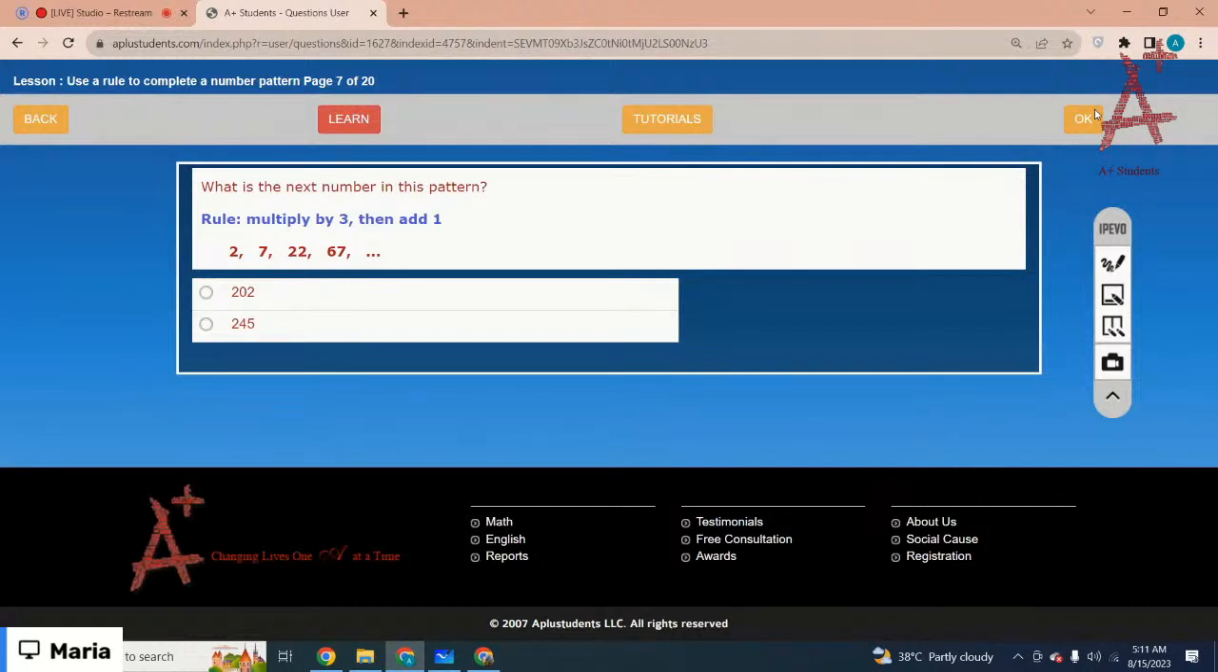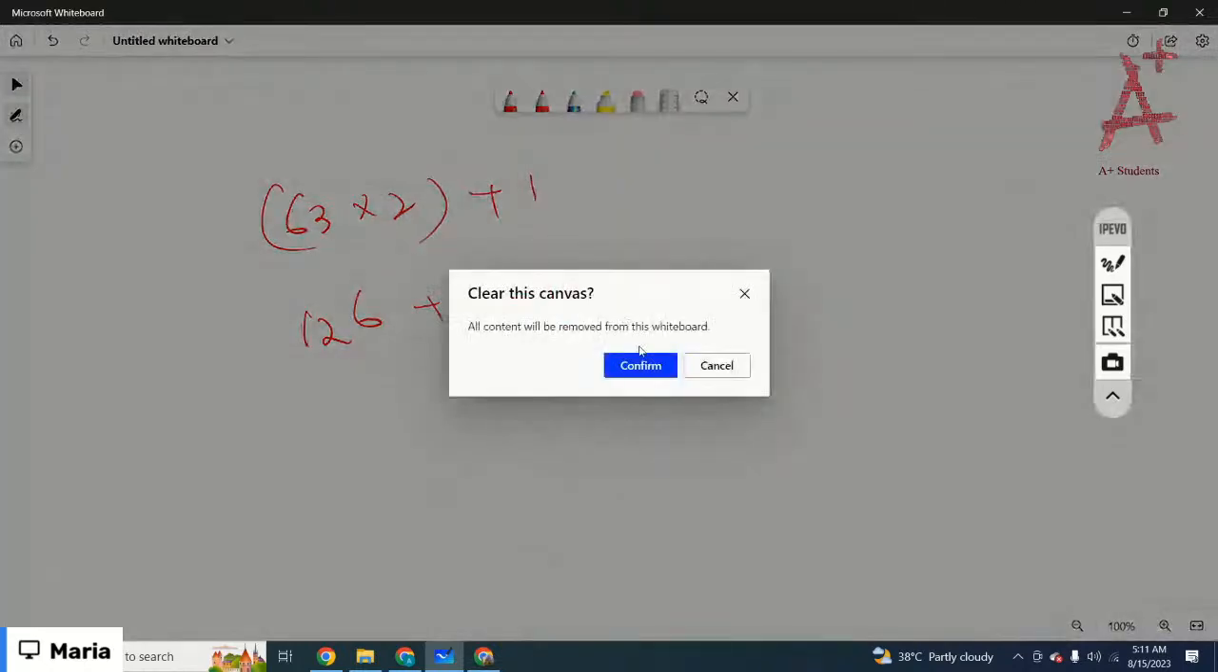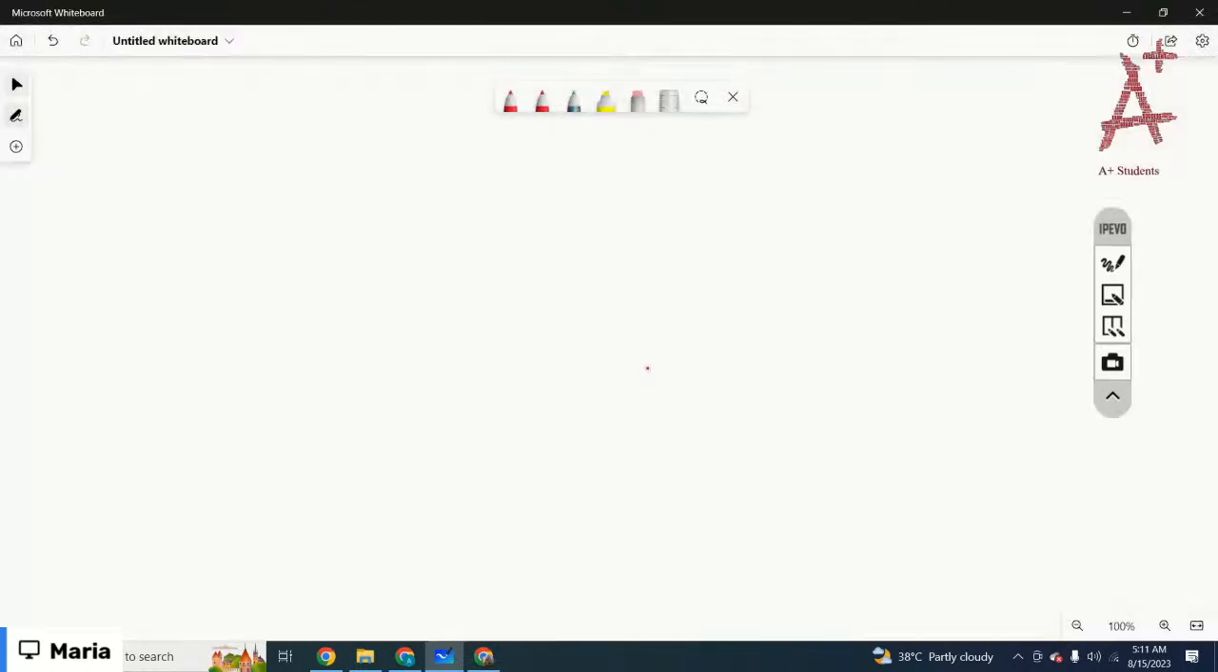Okay, what is the next number in the pattern? The rule is you have to multiply by 3 and then add 1, and the pattern is 2, 7, 22, and 67, right? So multiply 67 by 3 and add 1. You have to do 67 times 3 and plus 1.